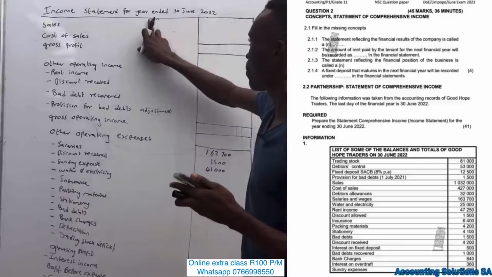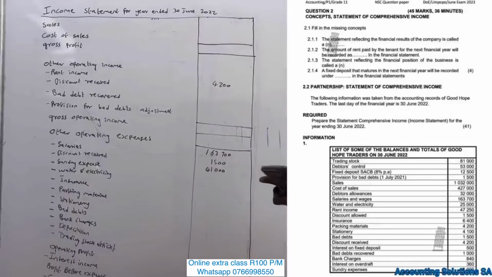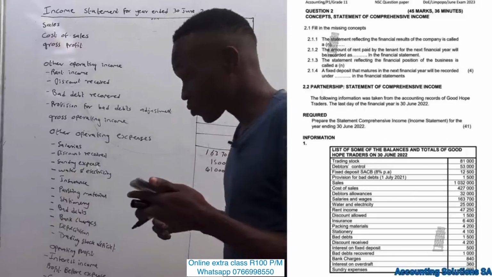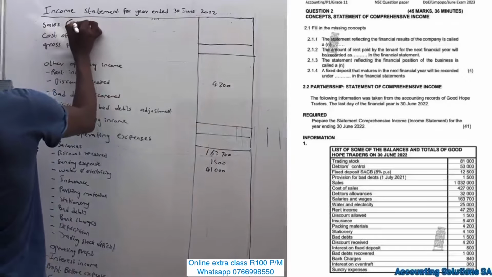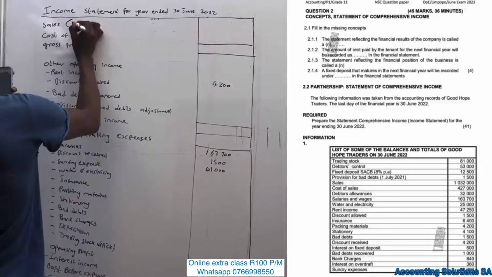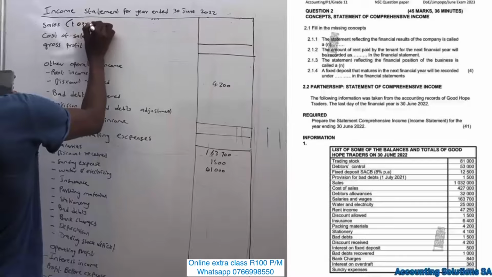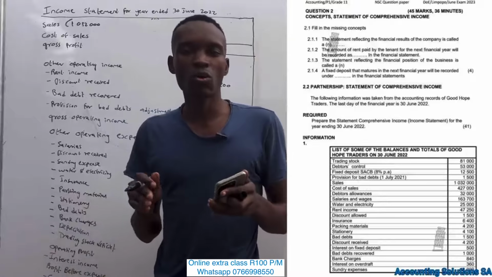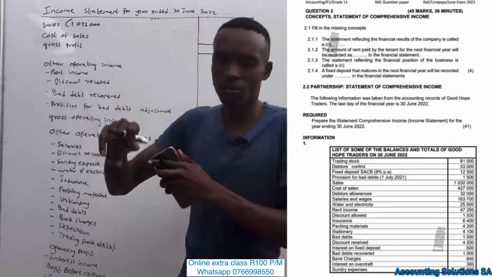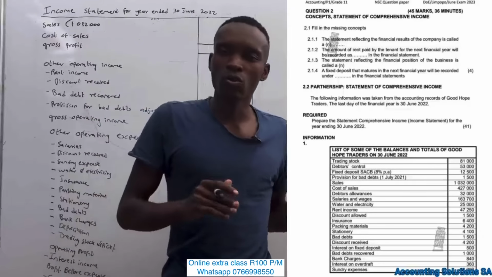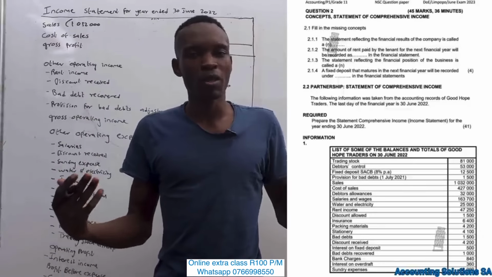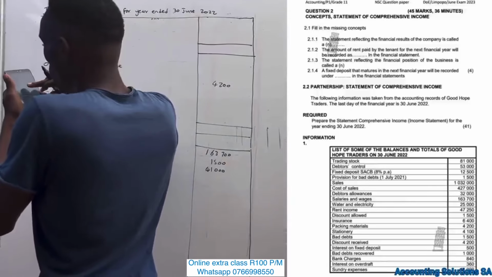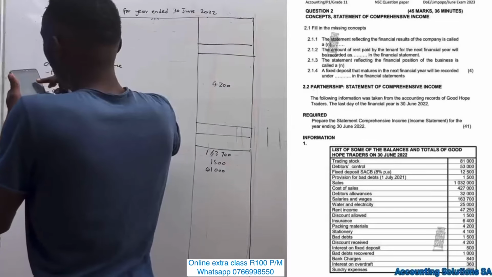Okay, let's start with the part of sales. They give us a list of balances, and we also have to read additional information. Before we go to additional information, we have to open a bracket and write our sales amount of 1,032,000, and we check if we have any return. Any return is called debtors allowance. We have to subtract it under sales because those customers have returned goods. We can't say that we have a sale. We have to remove it because it's no longer sales. They returned the goods. Okay, we have debtors allowance of 32,000.